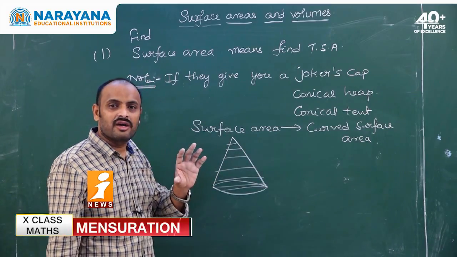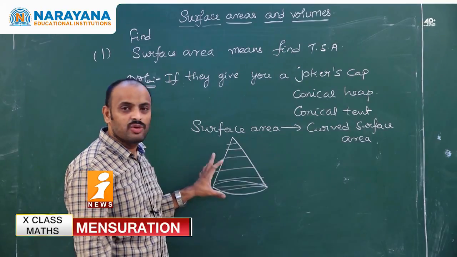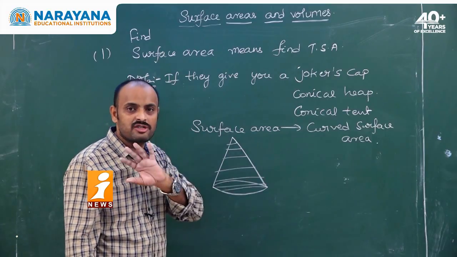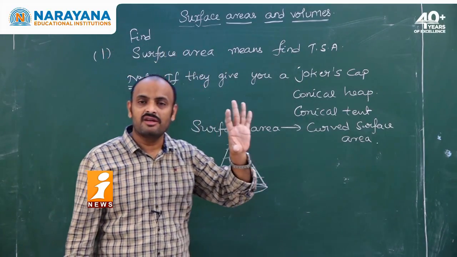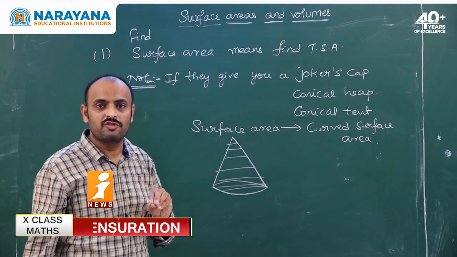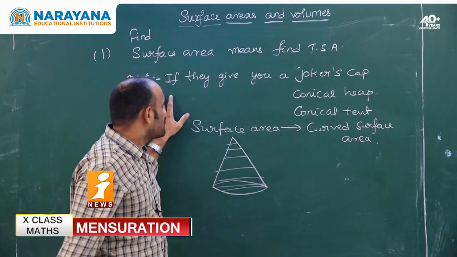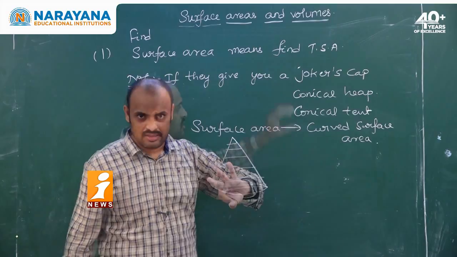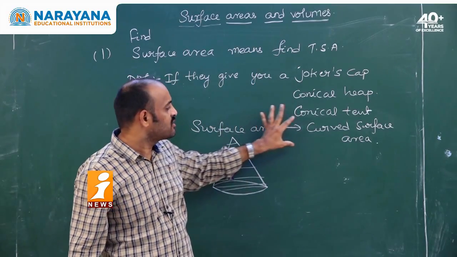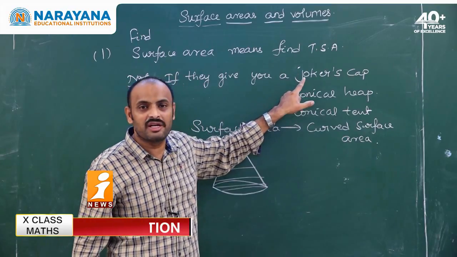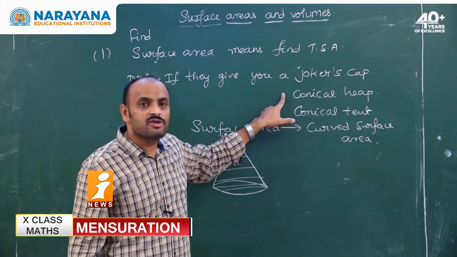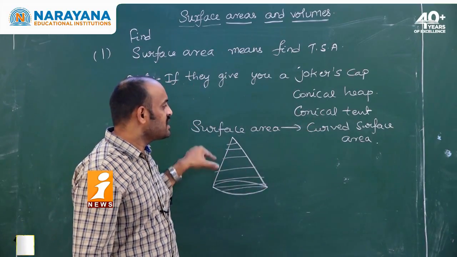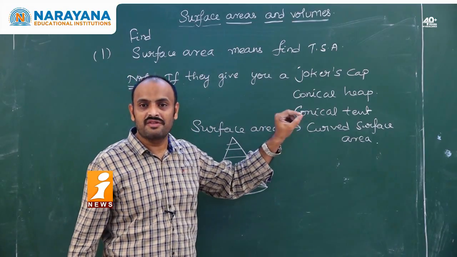So find the canvas cloth required to cover the conical heap means we need to find the curved surface area of cone. Very important, students. Whenever they say surface area, use total surface area formula to find the answer. But only in three cases: joker's cap, conical heap and conical tent. If they say surface area, that is nothing but curved surface area, because joker's cap cannot be covered at the bottom, conical heap also cannot be covered at the bottom, conical tent also cannot be closed at the bottom.